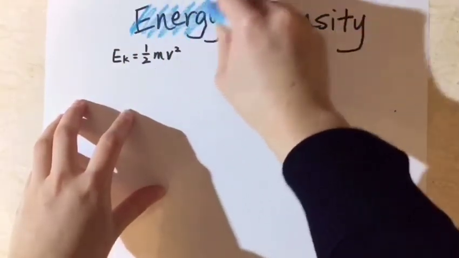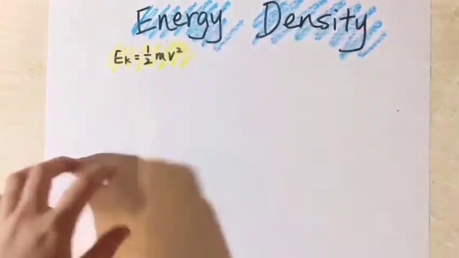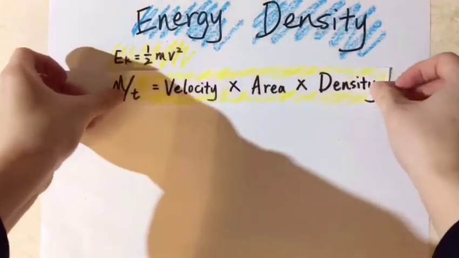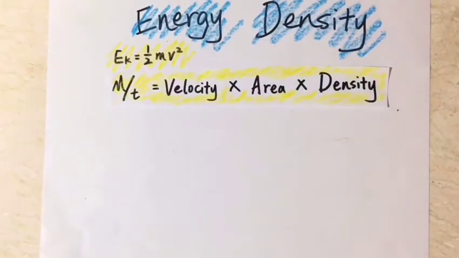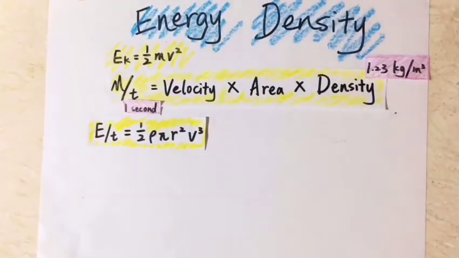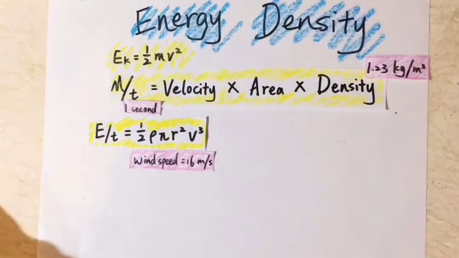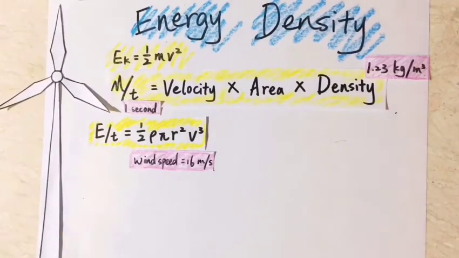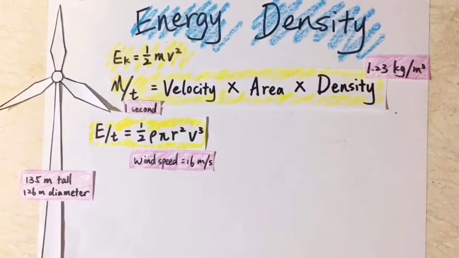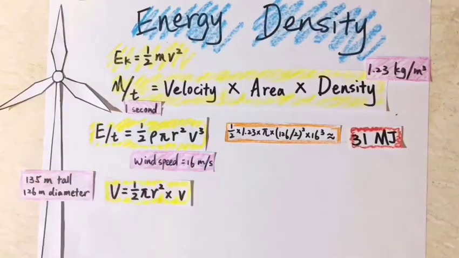Now we will talk about energy density. We all know the formula of kinetic energy, and this is the formula that we found to calculate the mass. This is the air density at sea level, and time is 1 second. We got this formula to calculate the energy of the wind turbine. We consider the wind speed as 16 meters per second. We will apply the data of the largest wind turbine in the world. And we do this calculation and we get 31 megajoules.